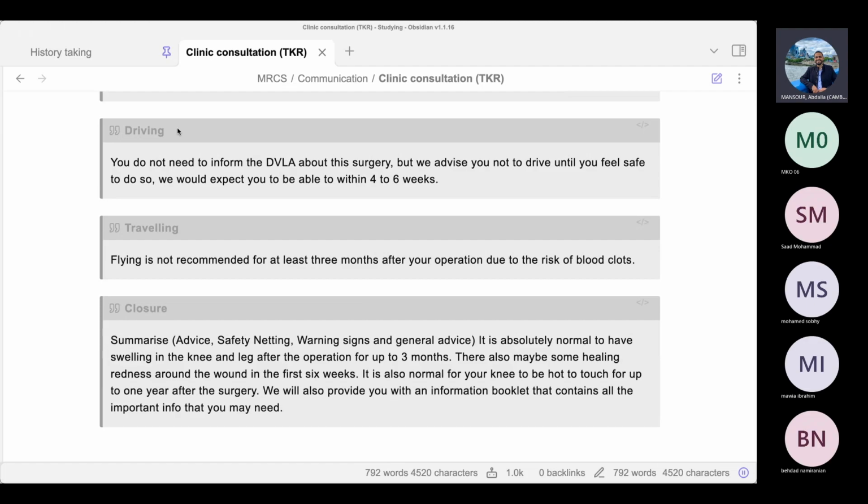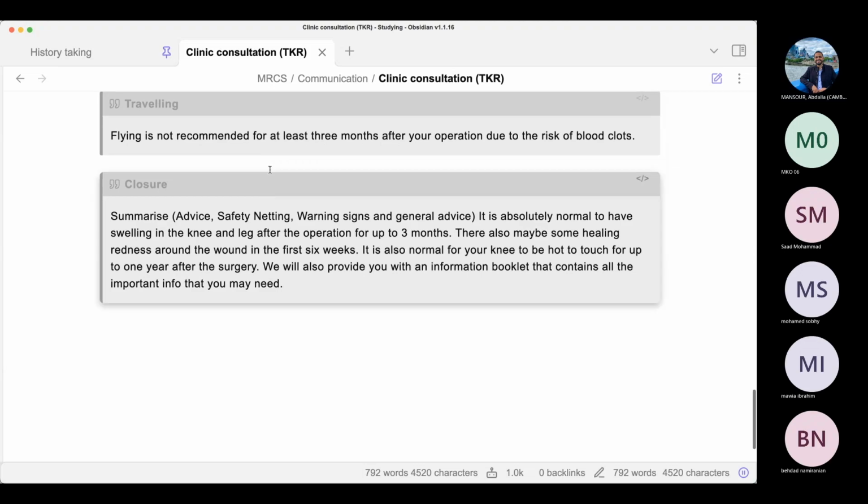She can ask you about driving. Will I be able to drive? Well, before the surgery, I think you're able to drive as long as you can tolerate. And after the surgery, we always advise you to take it slowly until you feel safe that you're able to do so. But you don't really need to inform the DVLA. Okay, you can just drive as soon as you're comfortable, and it might take 1 month to 6 weeks.